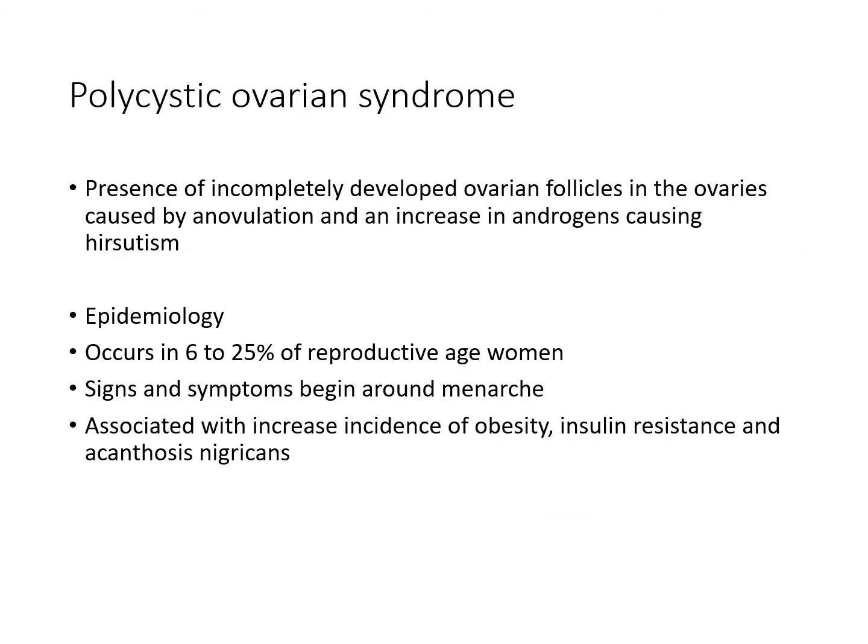The first lesion we're going to look at is polycystic ovarian syndrome, which is a common disease occurring in 6 to 25% of reproductive age women. It is a presence of incompletely developed ovarian follicles in the ovaries caused by anovulation and an increase in androgens causing hirsutism. The signs and symptoms begin around menarche and is associated with increased incidence of obesity, insulin resistance, and acanthosis nigricans.